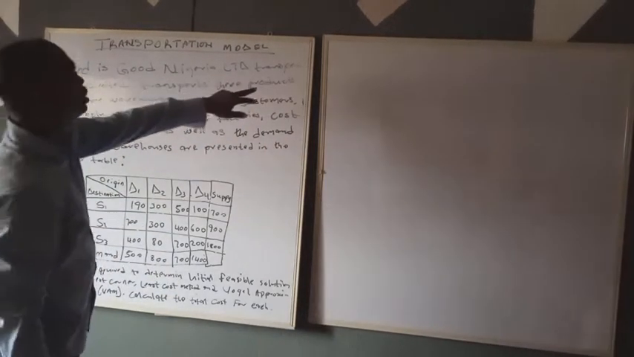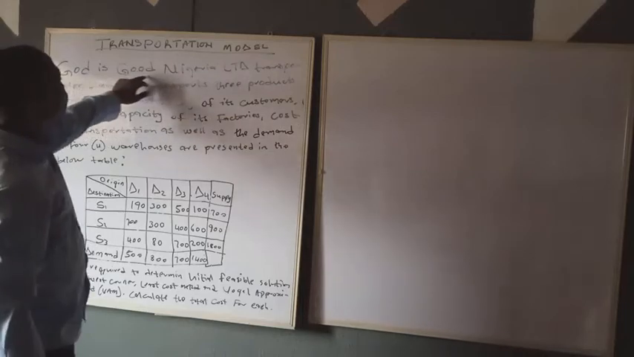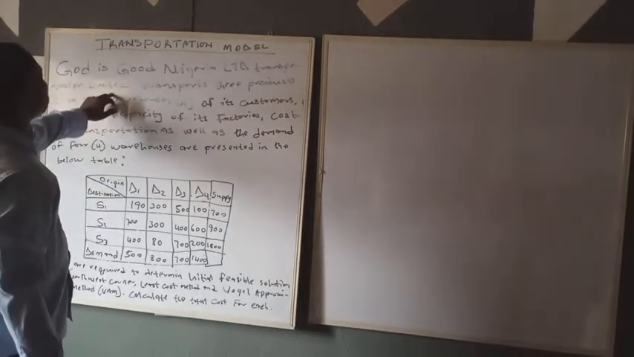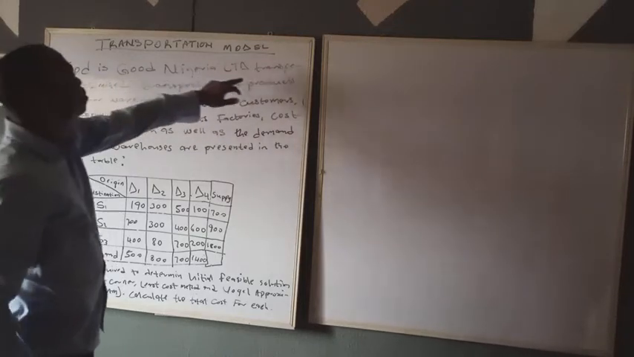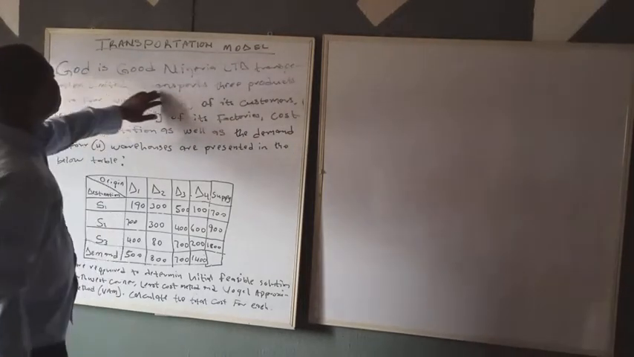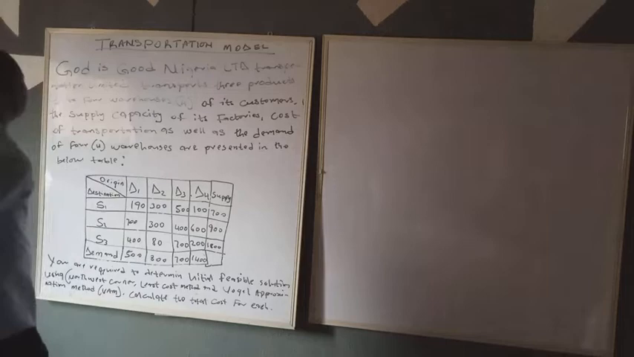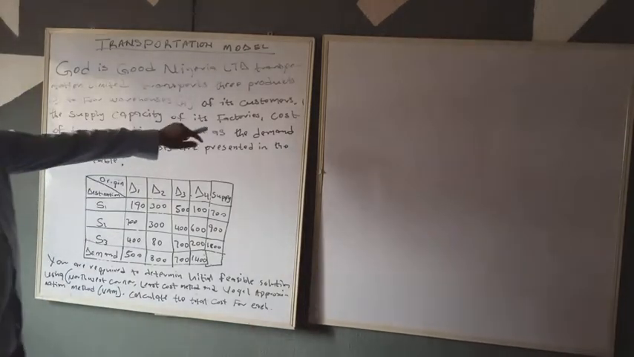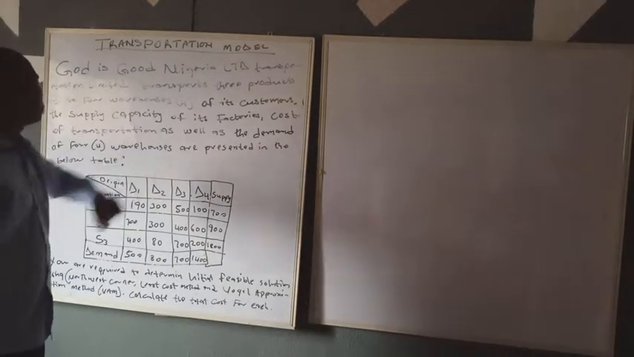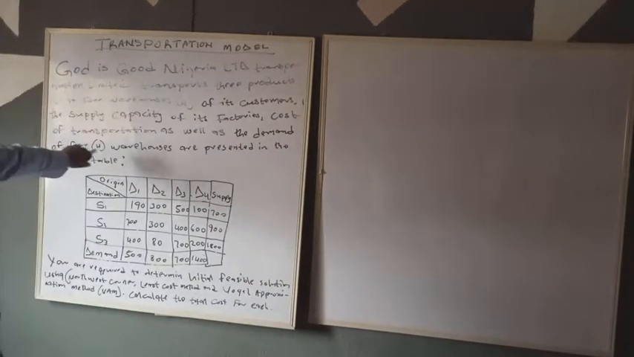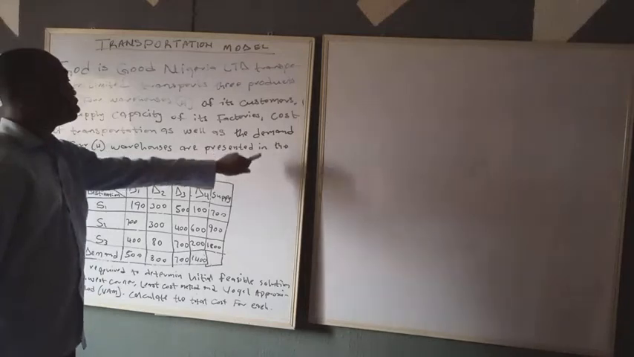On this question, we have God is Good Nigeria Limited transportation. God is Good Transportation Nigeria Limited transports 3 products to 4 warehouses of its customers. The supply capacity of its factories, cost of transportation, as well as the demand of the 4 warehouses are presented in the table below.